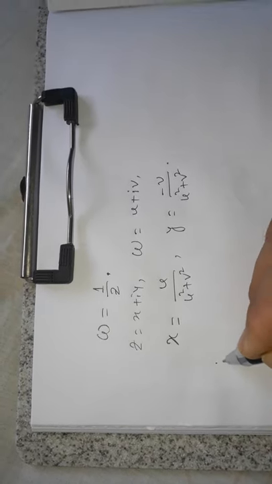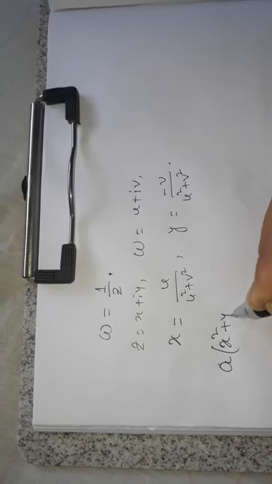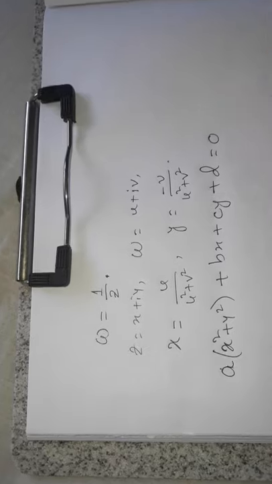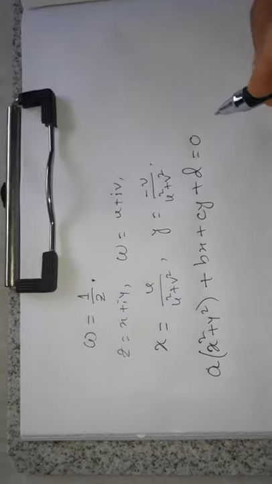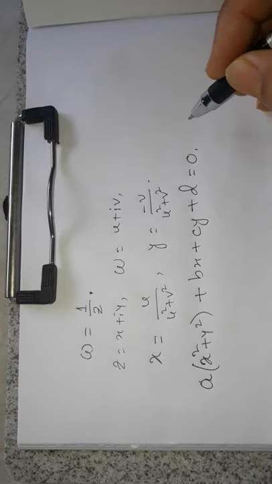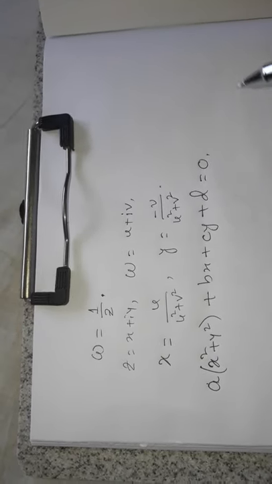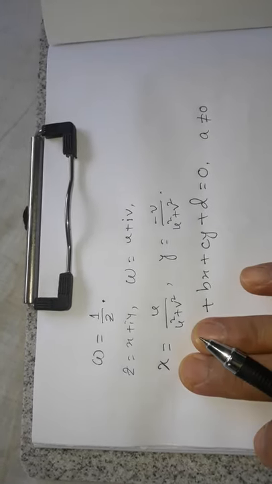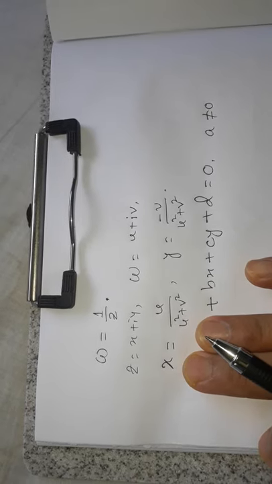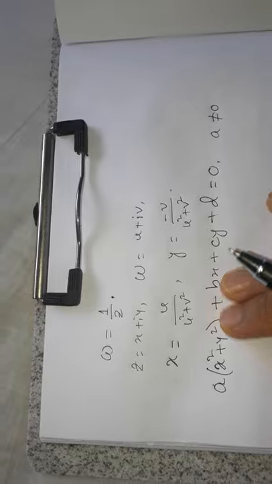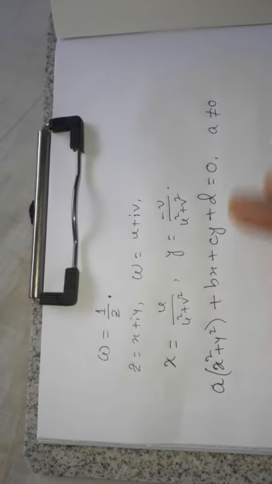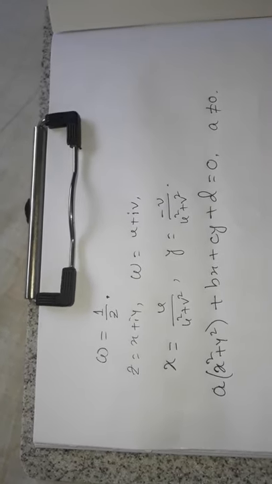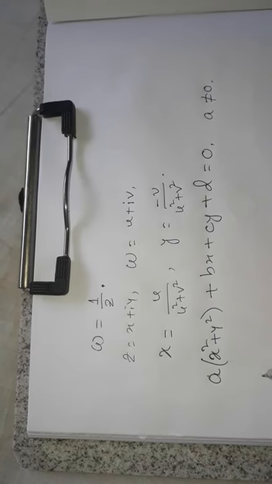Now consider an equation like this: a(x square plus y square) plus bx plus cy plus d equal to 0. Under certain conditions, this represents a general circle or straight line. If a is equal to 0, this is a straight line, and if a is not equal to 0, then it represents a circle. So under certain conditions, how can you decide?